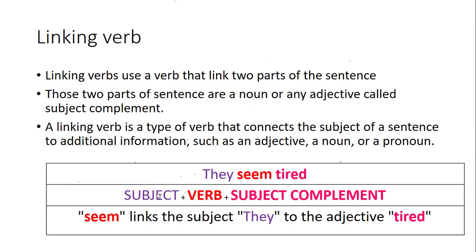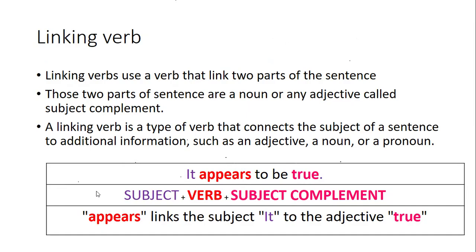They seem tired. Tired is an adjective. It is showcasing some quality, right? So they is our subject. We don't have the names of the people. One, two, three. We don't know who they are. They is a pronoun, right? Seem. Seem is the verb. So it is linking the subject with the subject complement. That's why the verb seem is our linking verb.